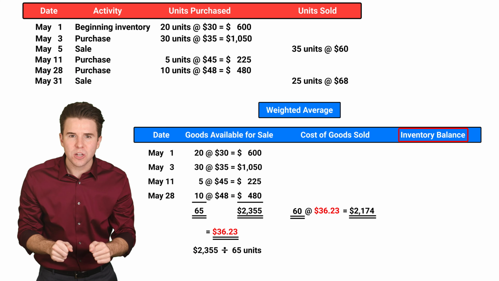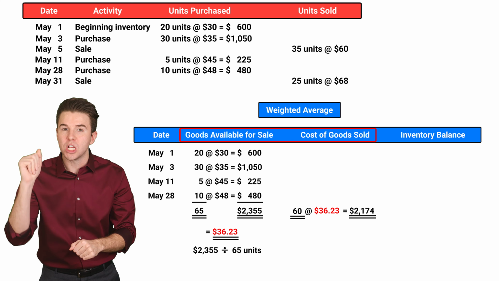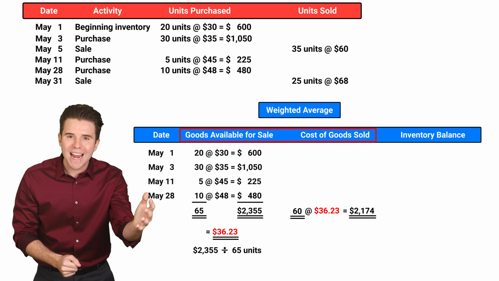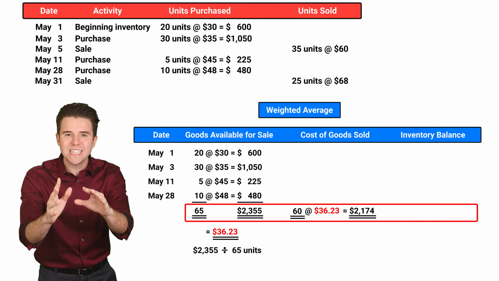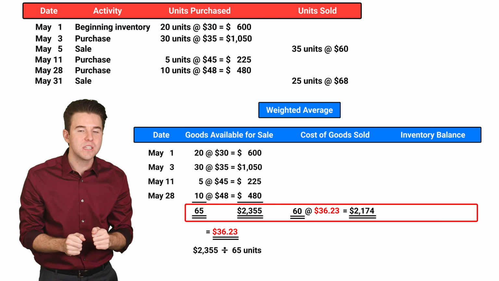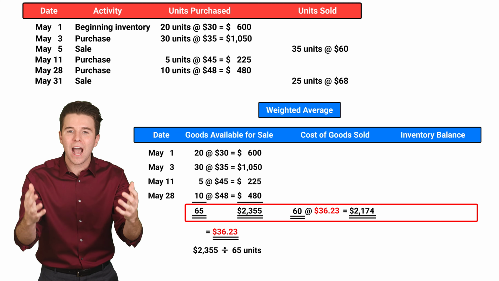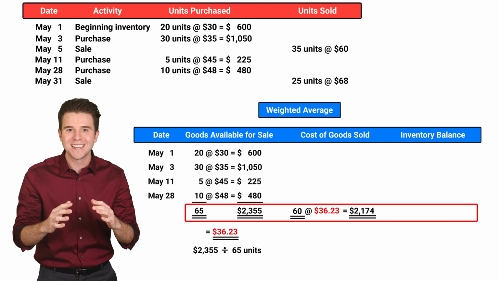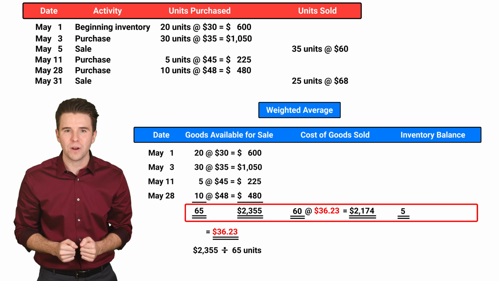Last, we need to determine ending inventory. This is computed as goods available for sale minus cost of goods sold. Looking at our table, we see 65 units of goods available for sale, and that 60 of those units are now in cost of goods sold. That leaves us with 5 units remaining in ending inventory.